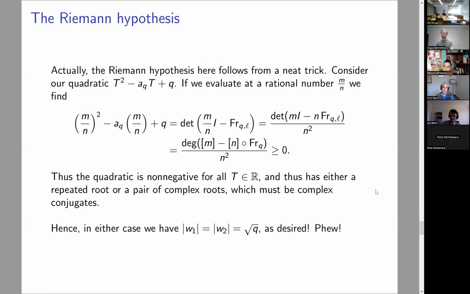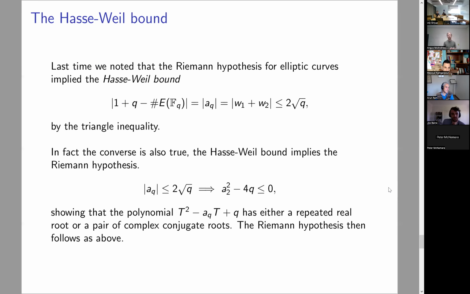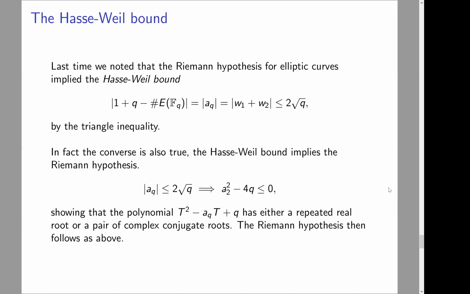I will say, maybe I can say one thing about the history, and in a way an application of this. So the Riemann hypothesis is closely related to something called the Hasse-Weil bound. Or in the case of elliptic curves, something just called the Hasse bound. So on the one hand, given the Riemann hypothesis, if you calculate the size of this A_q, which recall is the difference between the size of the elliptic curve and just the quantity 1 plus q, well, A_q is just the sum of these two roots w1, w2, and so by the triangle inequality, it's less than 2 root q. So this is called the Hasse bound. And there's a version of this for curves in general of higher genus called the Hasse-Weil bound.